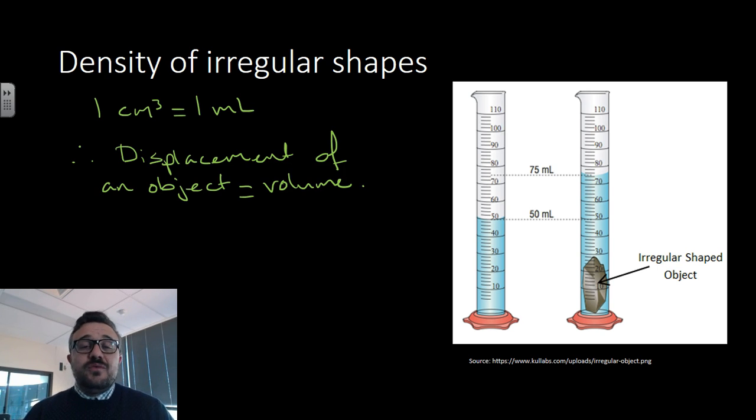And because this is true, we can just use the displacement model, where we drop it into a known volume of water so that we can measure changes in volume. And the change in volume, the displacement, is the volume of that object. Right, so it's not too complex. And I hope you can see applications of that in the lab.